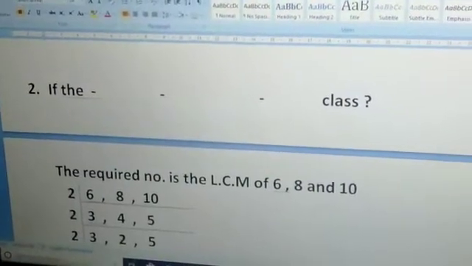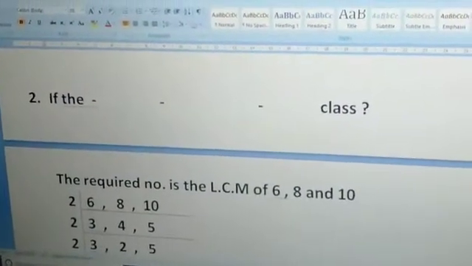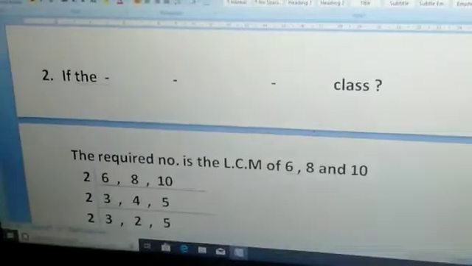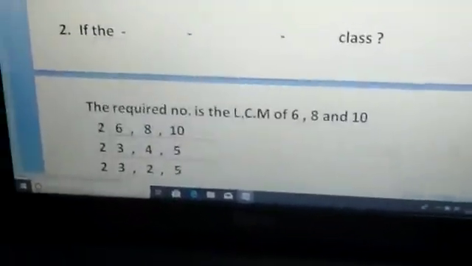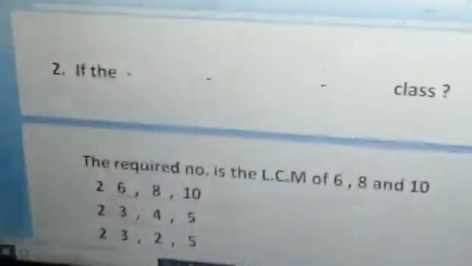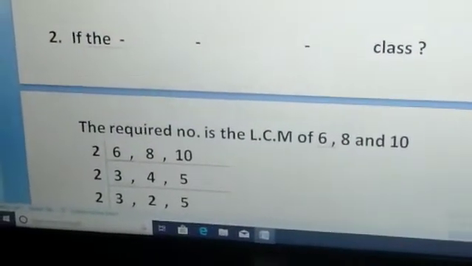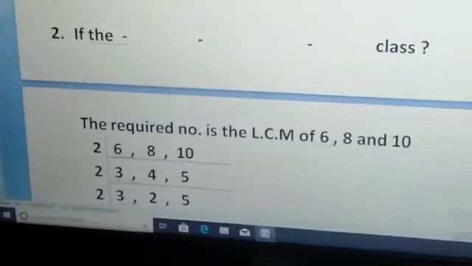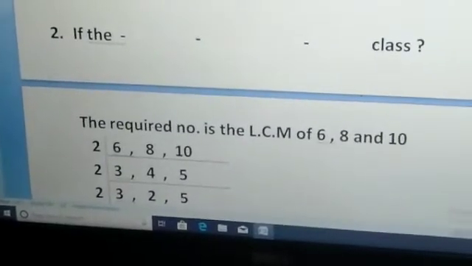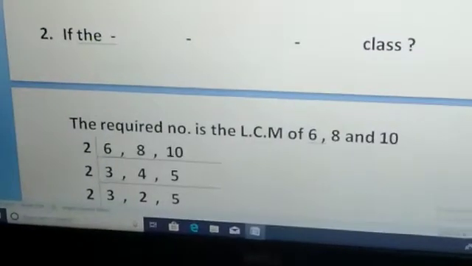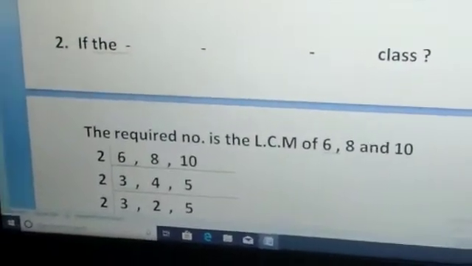Question number 2 states, if the students of a class can be grouped into 6, 8 or 10, you have to find the minimum. Minimum is a synonym of least. That means you have to find the LCM. Then you have to find the minimum number of students which must be in the class.